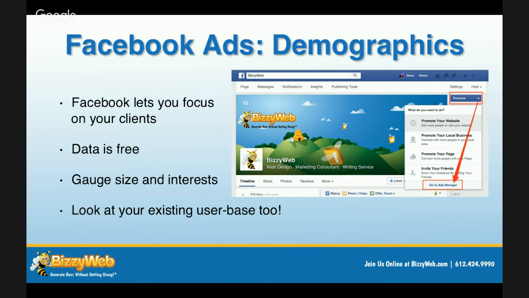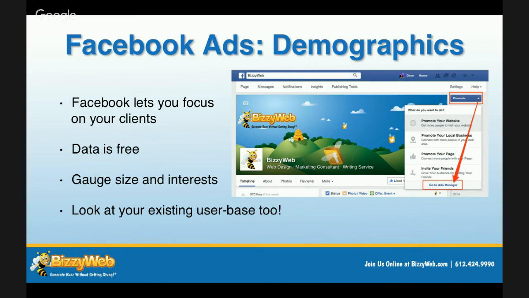But there's a hidden tool that's really kind of glaringly obvious once you get to know it. And I say that it's hidden because there's easy ways to advertise on Facebook, but you have to jump through a few hoops in order to get into the demographic analysis that we're most interested in for our target market connections. So if you look at your Facebook page, if you're an admin of your page, you'll see in the upper right-hand corner a little promote bar. When you click on that promote bar, it's going to ask you what you want to do. And the things that you get to option to do include promote your website, local business, promote your page, invite your friends. You don't want any of that.